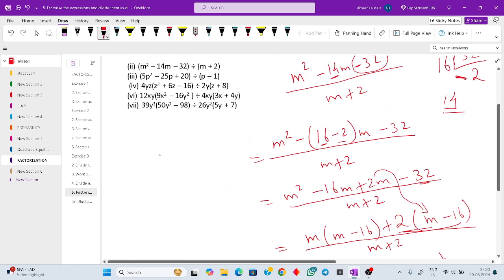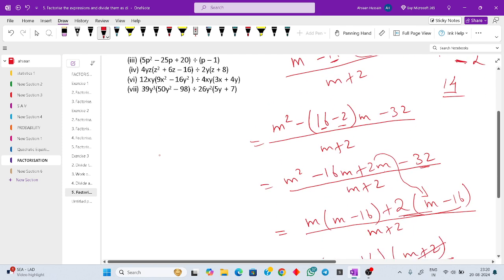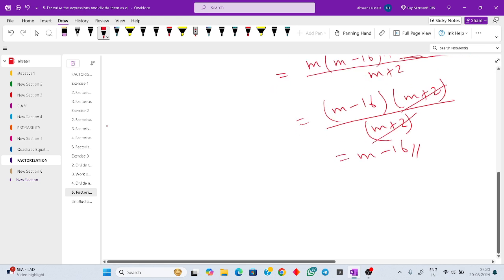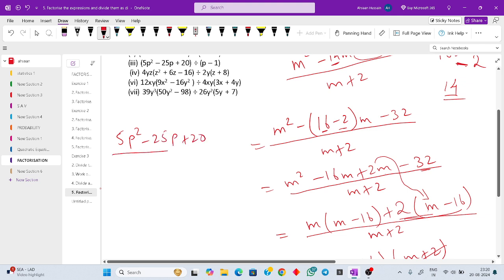5p squared minus 25p plus 20 divided by p minus 1. So what is common first of all? 5 is common. So what is left? p squared minus 5p plus 4 divided by p minus 1. Okay.